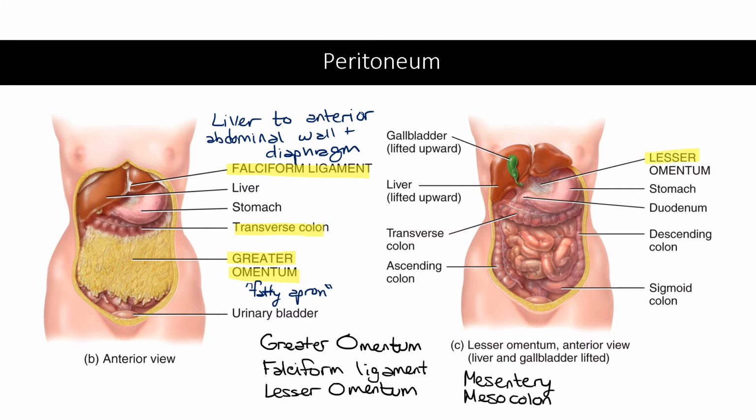Next is the lesser omentum over here. This arises as an anterior fold in the serosa of the stomach and the duodenum. And really it connects the stomach and the duodenum to the liver. This is what the lesser omentum does. Connects the stomach and the duodenum of the small intestine to the liver.